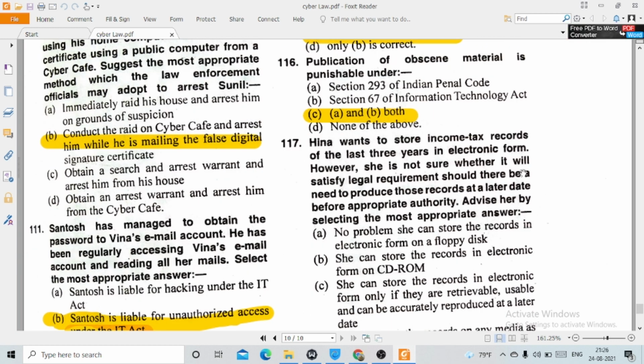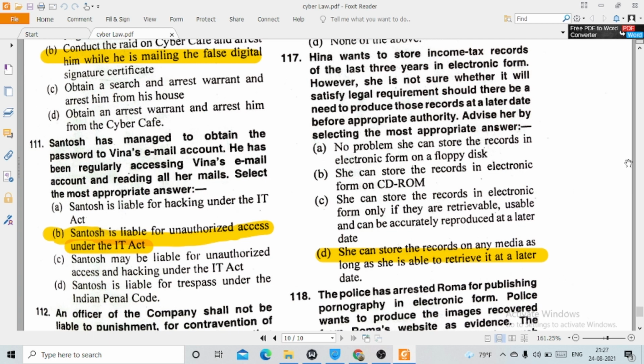117. Hina wants to store income tax records of the last 3 years in electronic form. However, she is not sure whether it will satisfy legal requirements should there be a need to produce those records at a later date before the appropriate authority. Advise her by selecting the most appropriate answer. So in that case, she can store the records on any media as long as she is able to retrieve it at a later date.